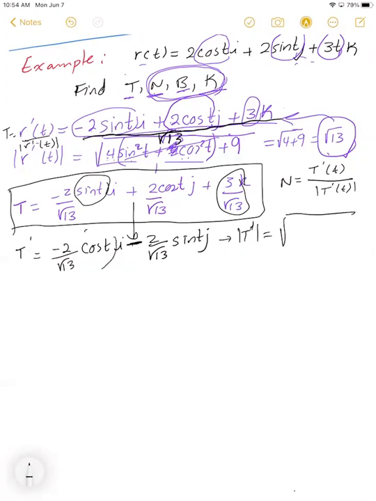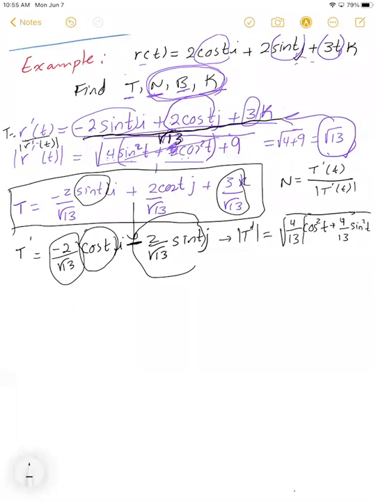I have to square that, and I have to square that. The square of minus 2 is 4. The square of the square root of 13 is just 13. And then I get cosine squared. The same thing happened here. Minus 2 squared is 4. The square of the square root of 13 is 13. And then I get sine squared of t.